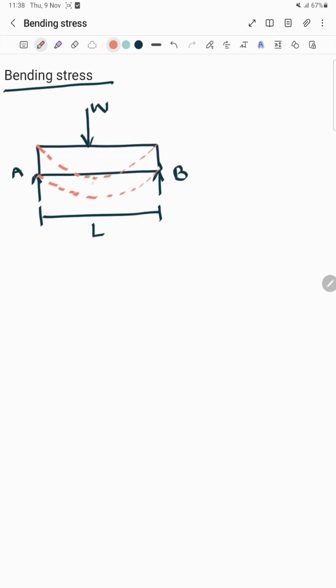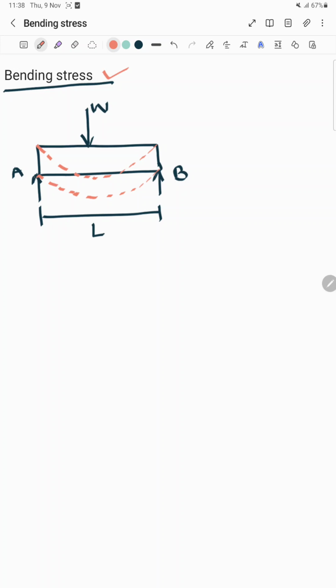So here, while bending, what happened? Here the bending stress or the resistance will develop. That stress which is developed inside the beam is known as bending stress.